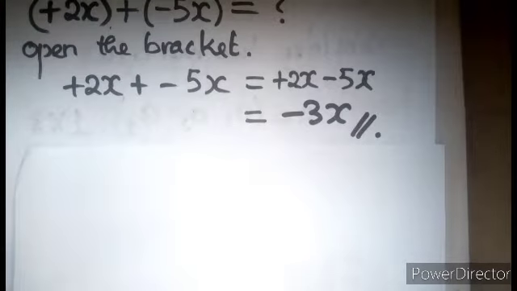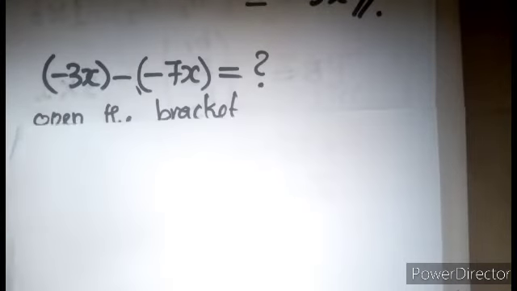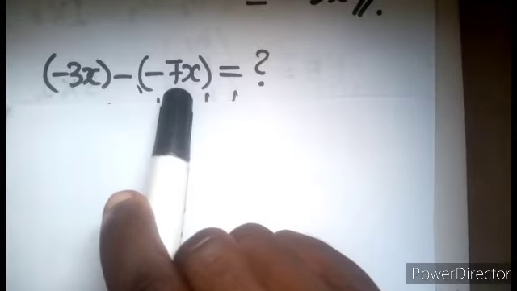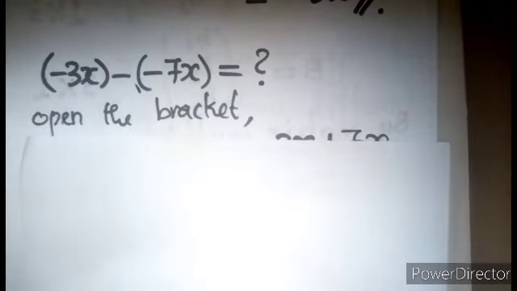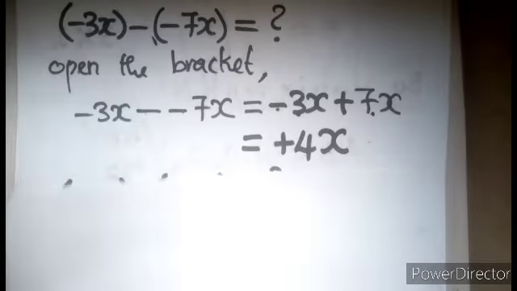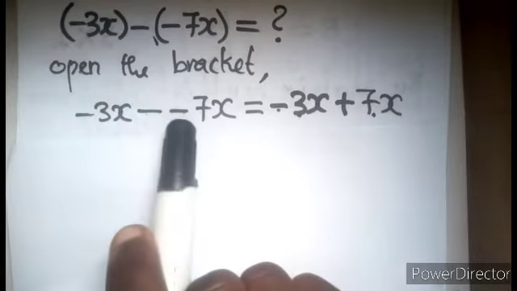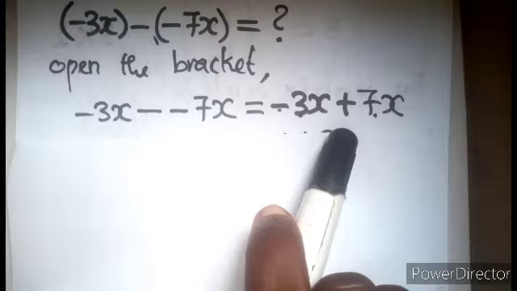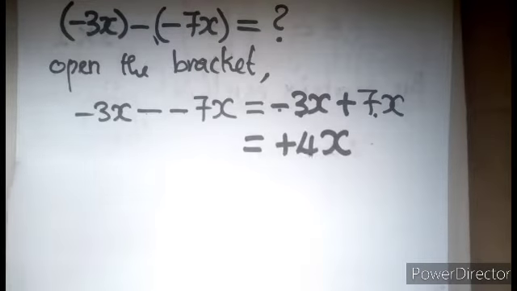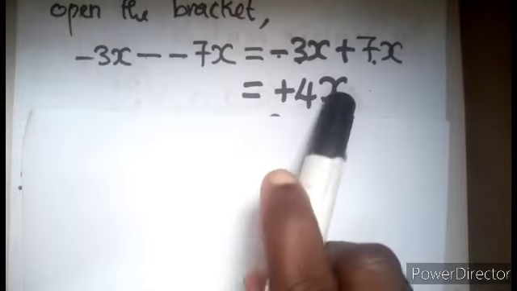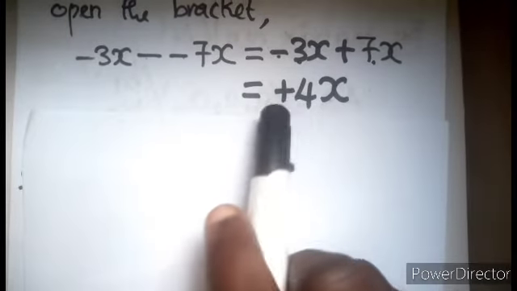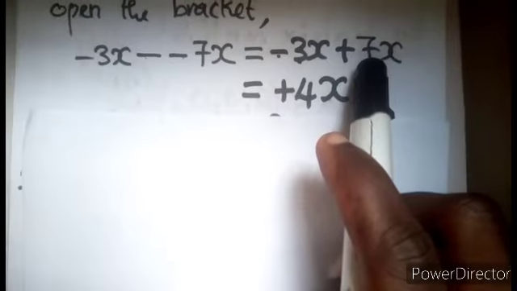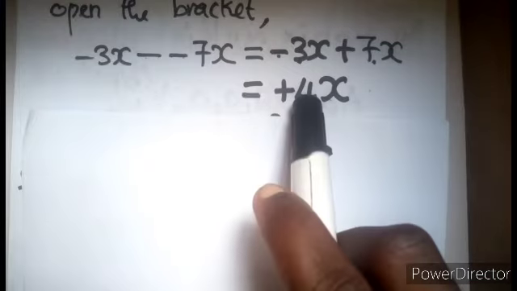Now look at the second problem. We have negative 3x minus into minus what? 7x. Now we do the same thing here. We open the brackets. Once you open the bracket, you have this expression, negative 3x minus minus 7x. But minus minus is plus, so we have negative 3x plus 7x, giving us what? 4x. Negative 3x plus 7x is 4x. Use your number line. What is negative 3 plus 7? Plus 4. So negative 3x plus 7x is plus 4x.